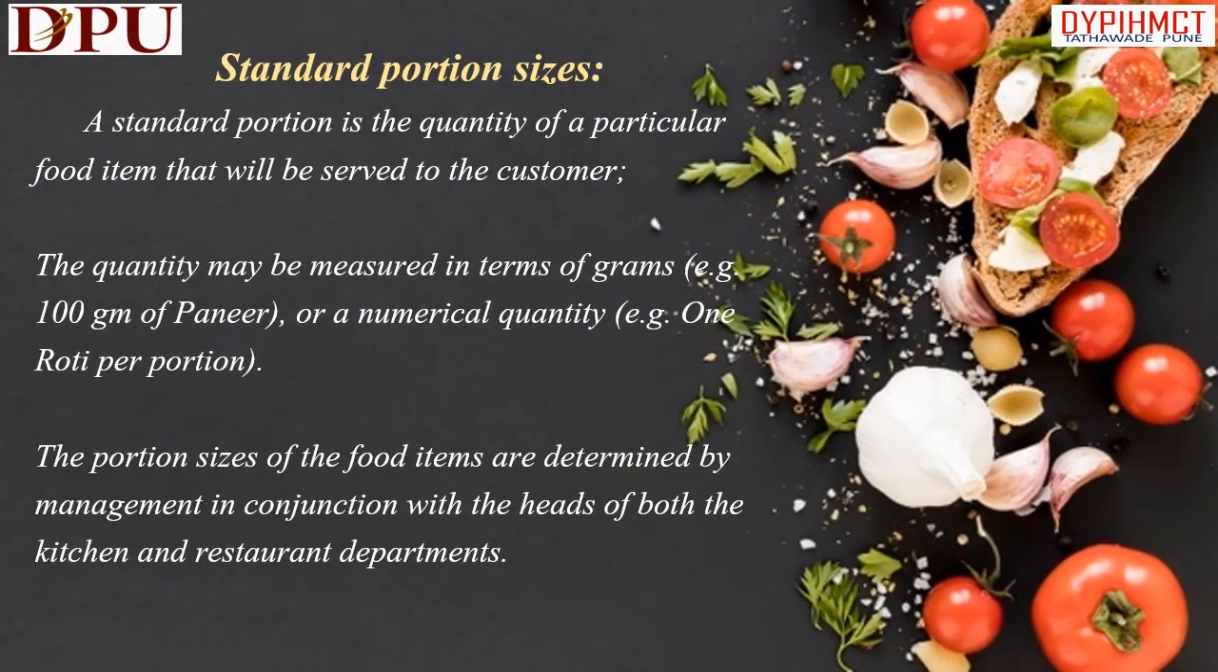Let's move towards the standard portion sizes. A standard portion is the quantity of a particular food item that will be served to the customer. The quantity may be measured in terms of grams, for example, 100 grams of paneer, or a numerical quantity, for example, 1 roti per portion, etc. The portion sizes of the food items are determined by management, in conjunction with the heads of both the kitchen and restaurant departments.